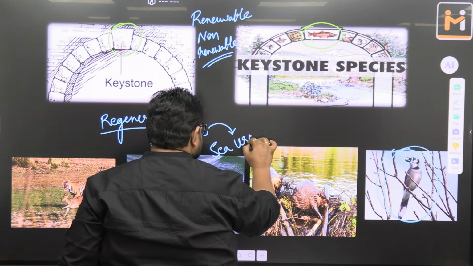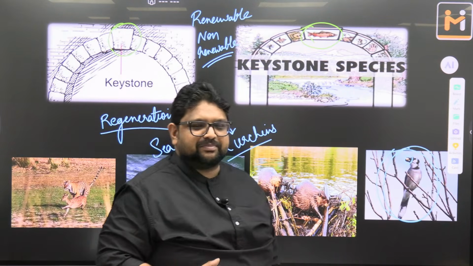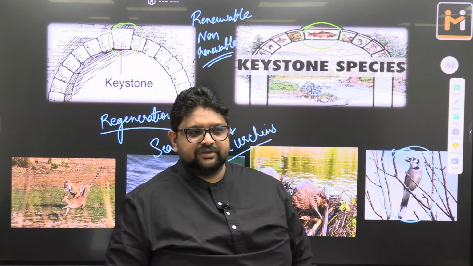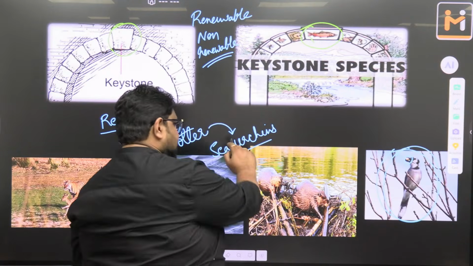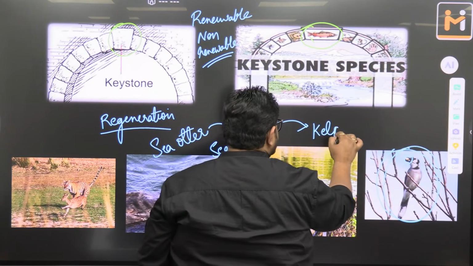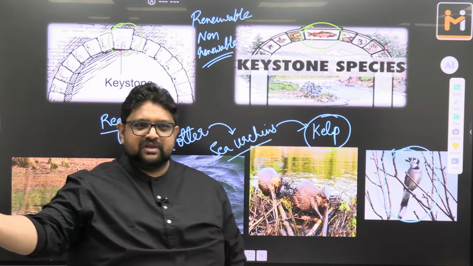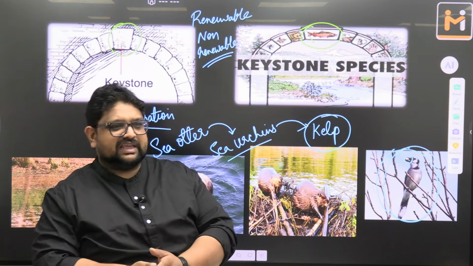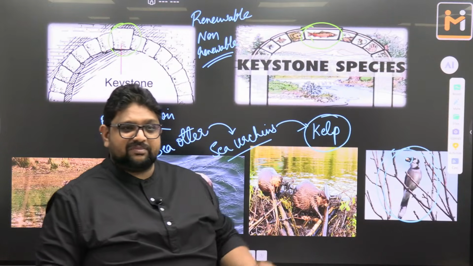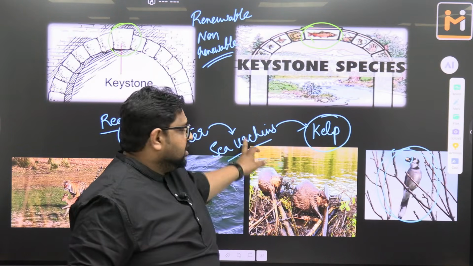Sea urchins are herbivorous animals. They are primary consumers. Sea urchins feed on a kind of plant which grows in water bodies called kelp. Like the grass growing on the ground in terrestrial areas, a green plant grows in water, and that green plant is called kelp, and kelps are eaten by sea urchins.